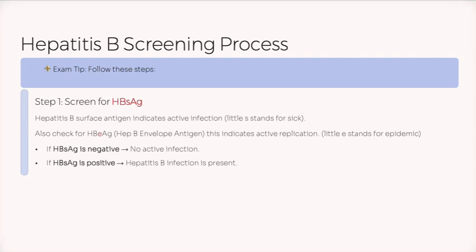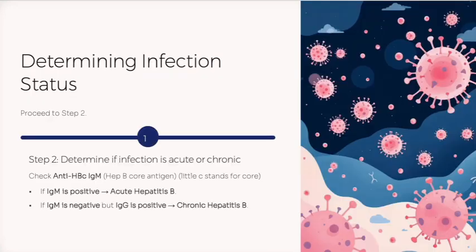So step one, screen for HBsAg. If the HBsAg is positive, the patient has hepatitis B infection. If HBsAg is negative, there is no active infection. So step one, screen for HBsAg. If it's positive, we have infection. If it's negative, it's not an active infection.